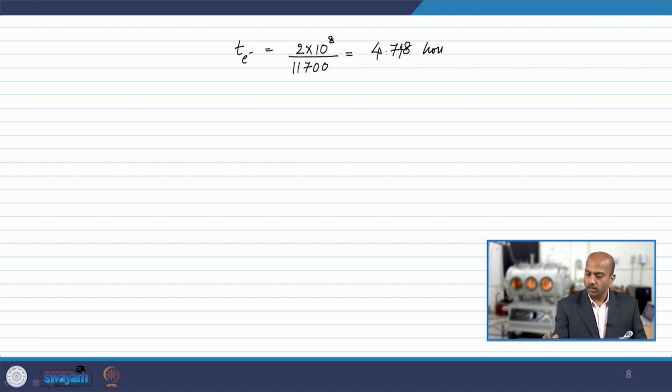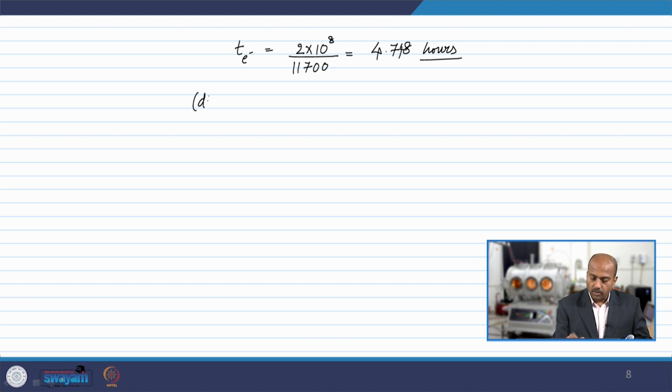And if you consider the electrons similarly, the time taken for the electrons to complete a revolution will be 2 × 10^8 divided by 11,700, which is equal to 4.78748 hours. The electron will move very fast. That's why they will finish the circumference within a very short period of time.